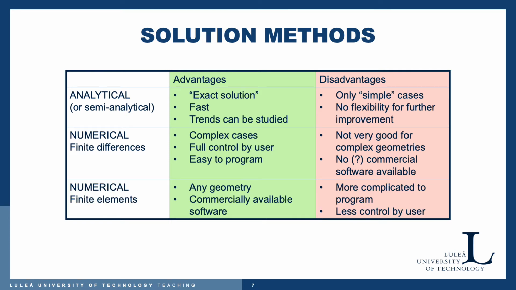The third one is the finite element solution, and the good thing with this is that it can consider almost any geometry. The meshing can of course be a little bit of a problem. There's a lot of commercial software available. It's more complicated to program, and in case we're talking about commercial software, it's definitely less control by the user.